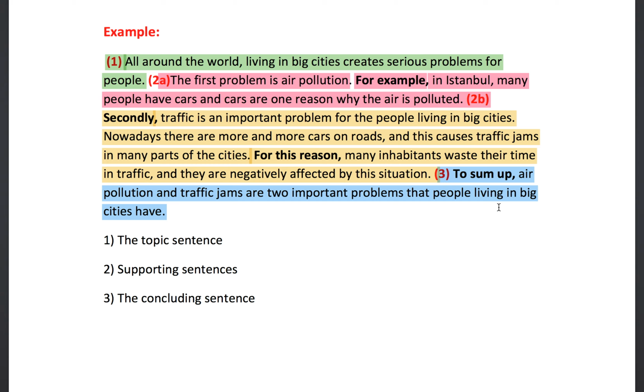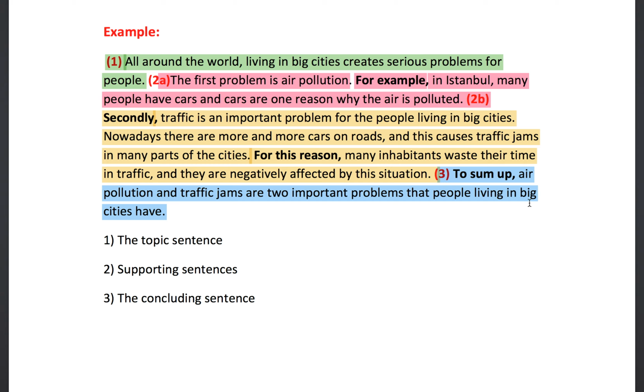Here in this sentence, you can notice that this is only the restating of the topic sentence and also giving the details in short. So the summary or the conclusion is only restating the rest of the paragraph, or the details, or the topic that we have. To sum up, air pollution and traffic jams, which were our two main serious problems, are two important problems that people living in big cities have.